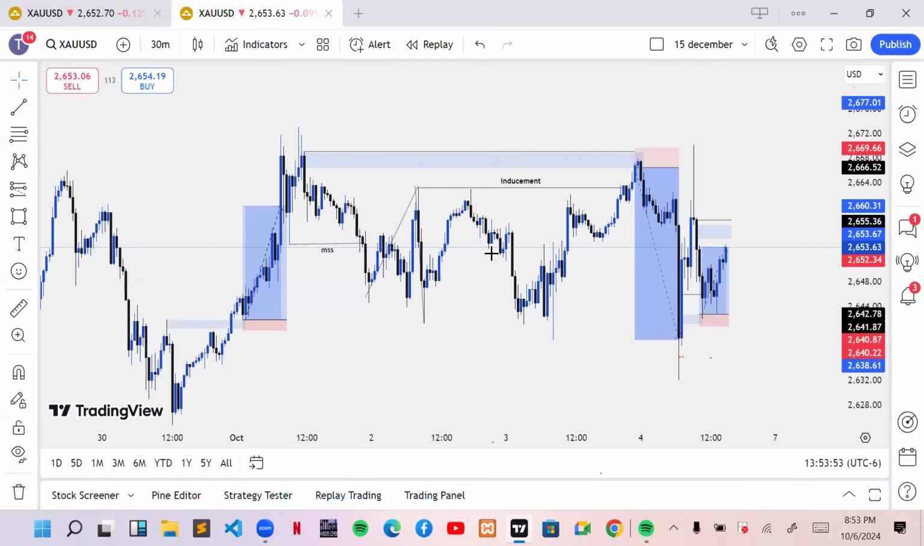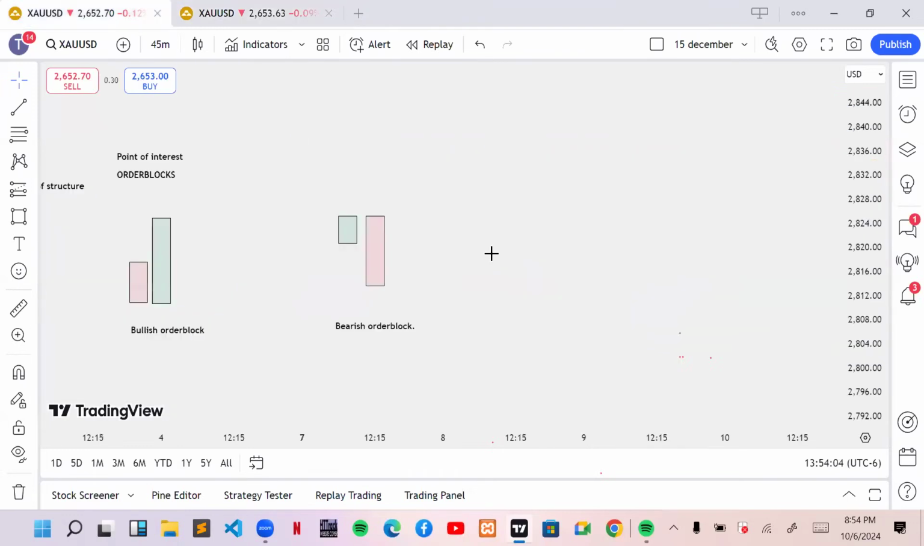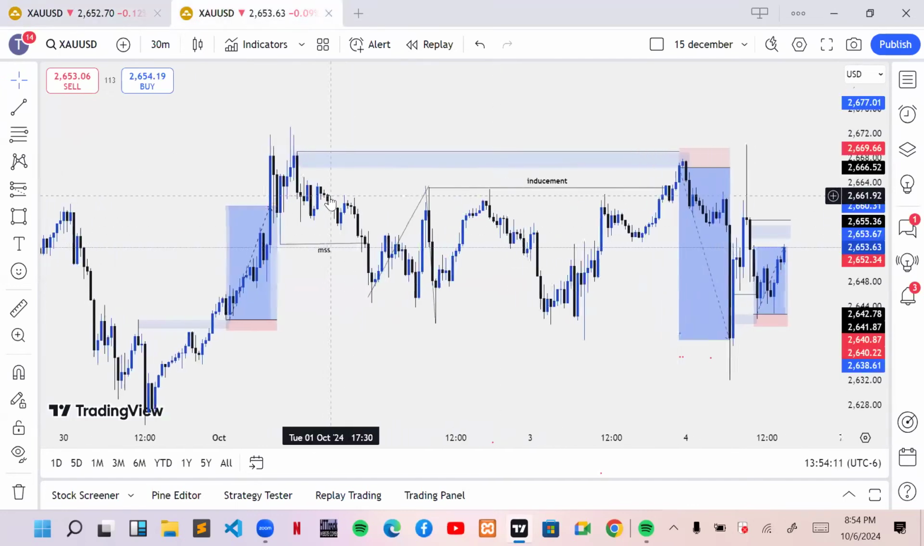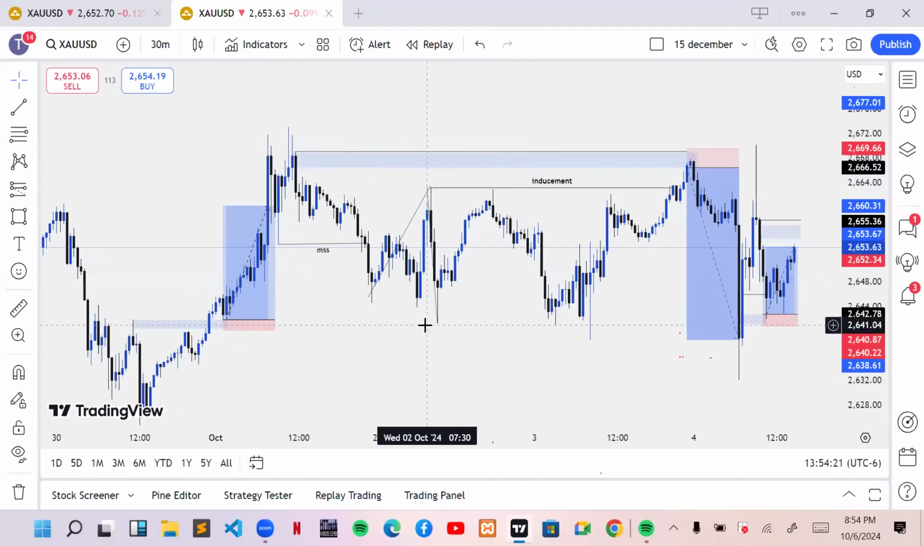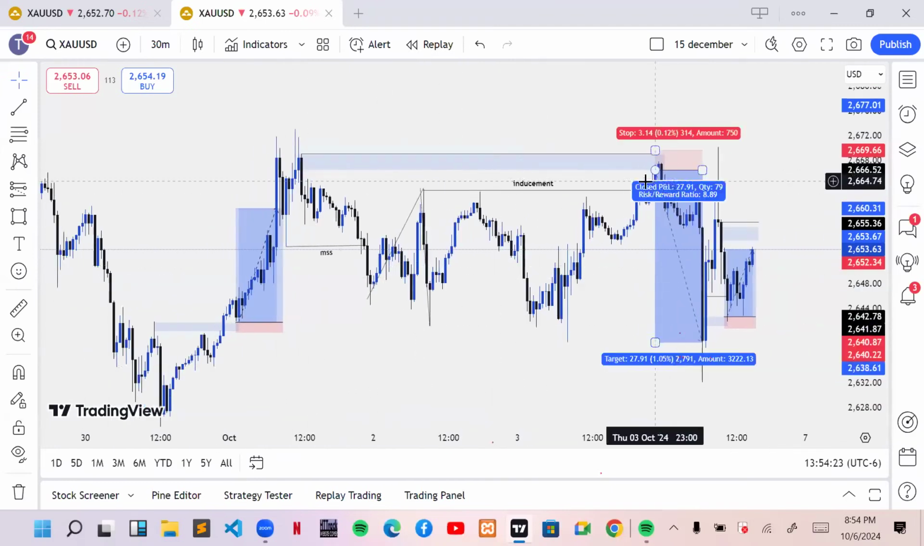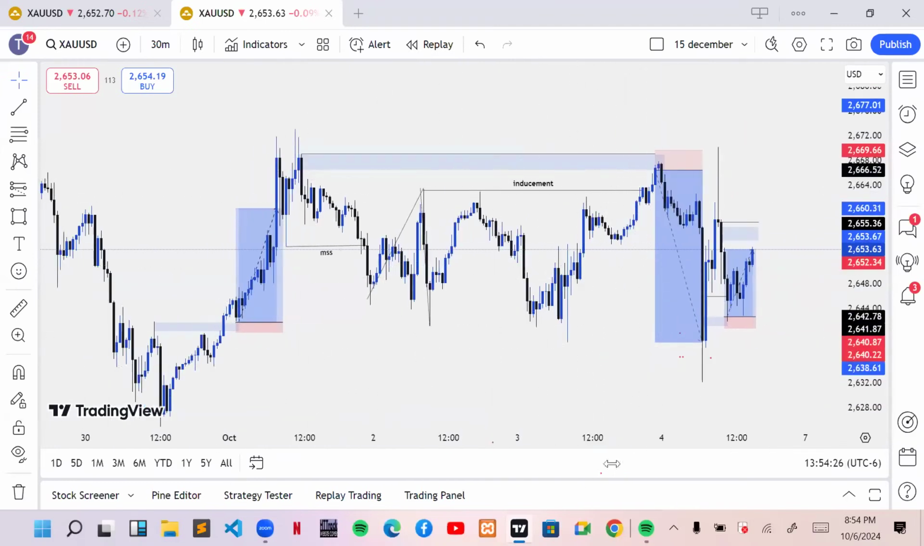Since I'm looking out for sales, what I'm going to be looking out for now is my point of interest, that is my order block. In this case, since I'm looking for sales, it means I'll be looking out for a bearish order block. So how does a bearish order block look? You see a bullish candle, and then you see a bearish candle engulf it. In this case, this is what a bearish order block looks like. So I marked my order block from this. And what did the market do? The market eventually tapped into this order block and continued selling.